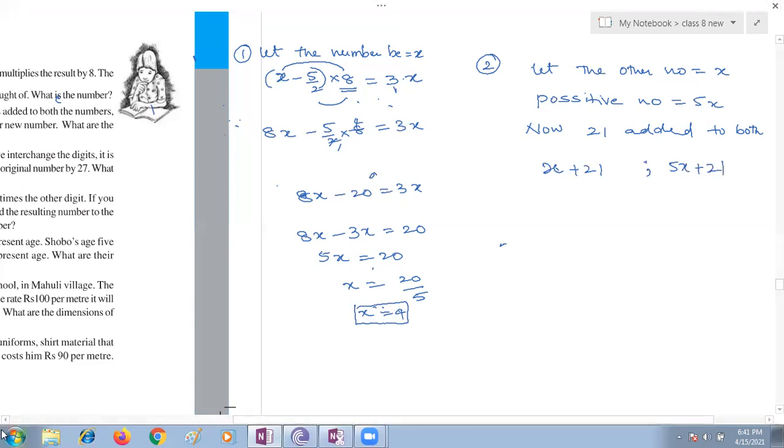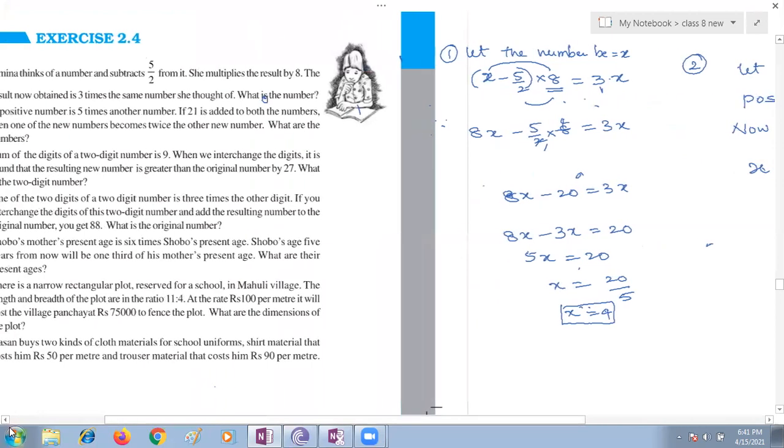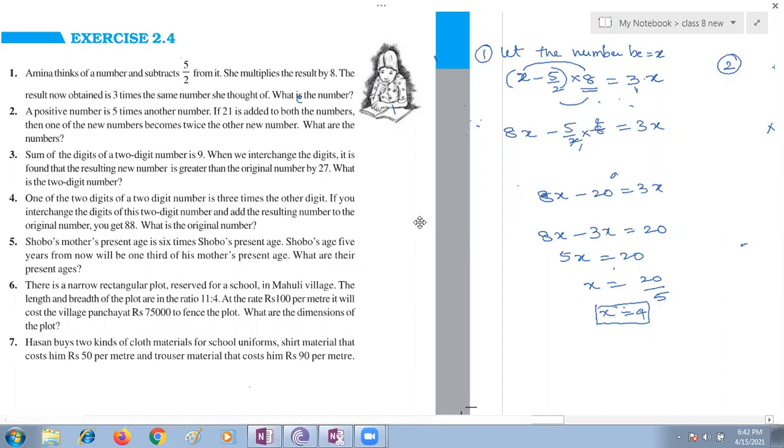Let me see once again the question part. Ma'am, now one number is twice the other. Yes. Everyone should read the question part. See, children, once 21 is added to the numbers, one of the new numbers becomes twice the other new number. What are the numbers? The relation between the new numbers is given, children. One is twice the other.